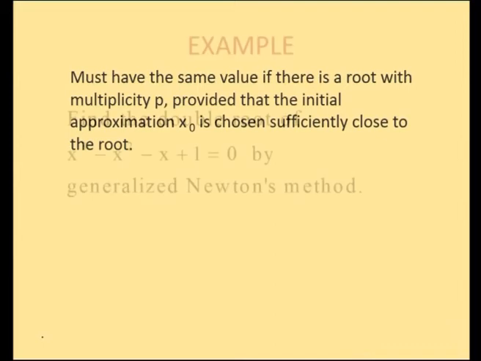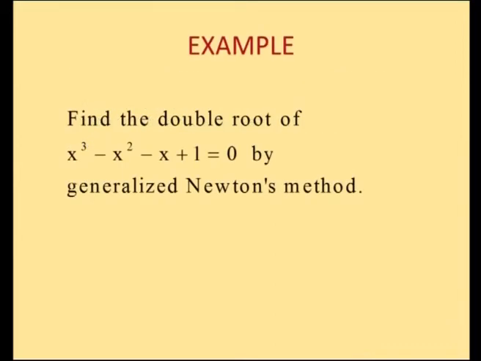if there is a root with the multiplicity p, provided the initial approximation x naught is chosen sufficiently close to the root. Find the double root of x cube minus x square minus x plus 1 equal to 0 by generalized Newton's method. Choosing x naught equal to 0.8. Solution. x naught can be chosen as any value. At present we shall take x naught equal to 0.8 so that our root of convergence is the same.